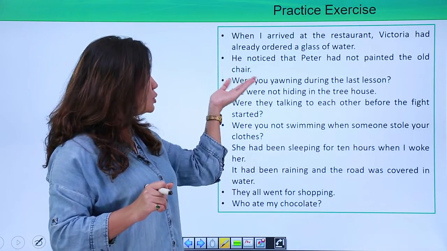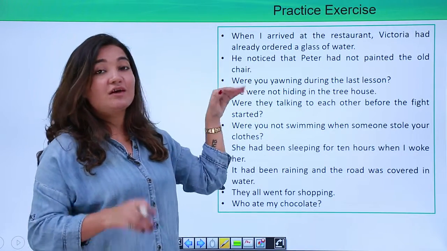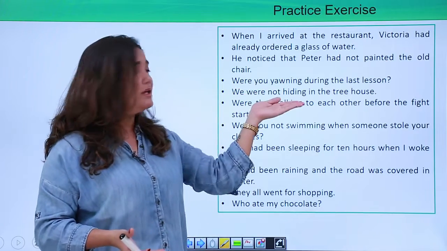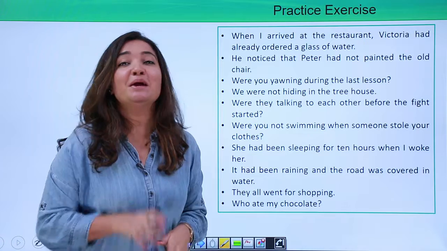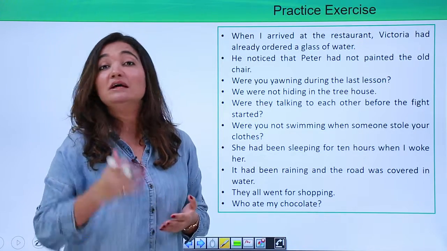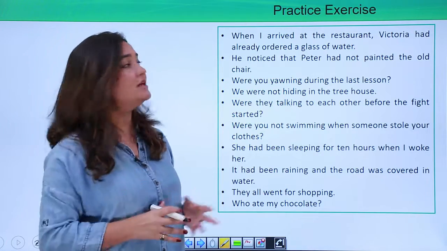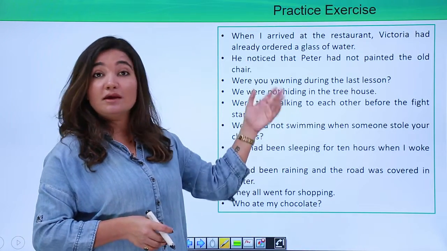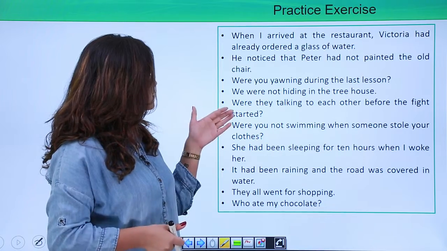He noticed that Peter had not painted the old chair. Again, the perfect form of a past tense. Were you yawning during the last session? I'm sure none of you is yawning, but if somebody asked you what type of tense it would be, that would be the continuous form of past tense. Obviously, you have the ing form, right? So you can very easily gauge. Were you not hiding in the tree house? So again, ing form. It is the continuous form of the tense.